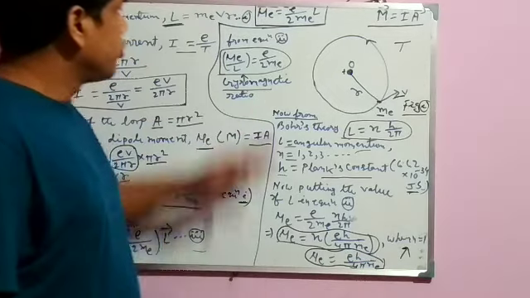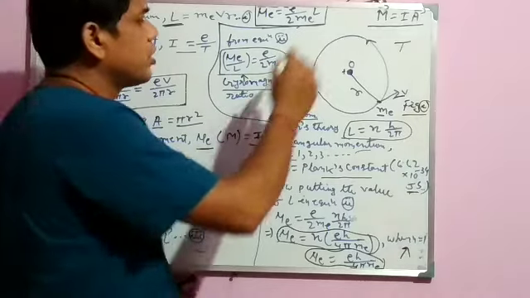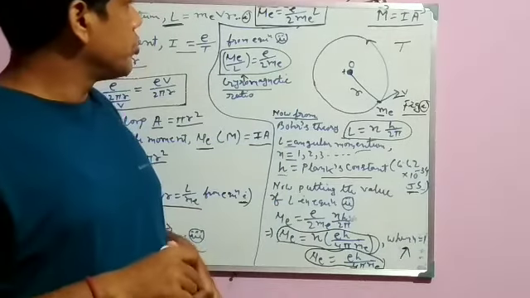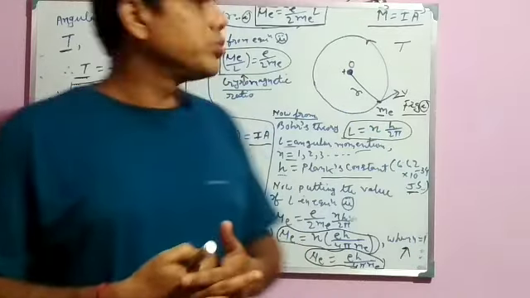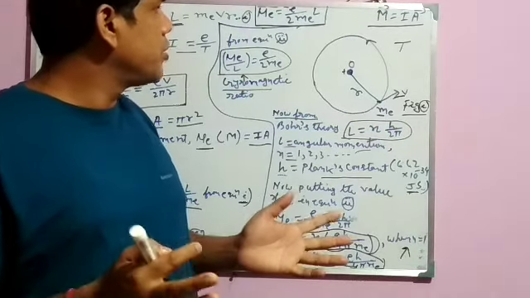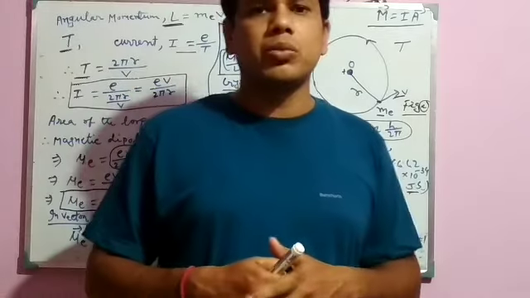So in this way we can find this expression. You just go through this, and this will be the last topic related to magnetic dipole moment.